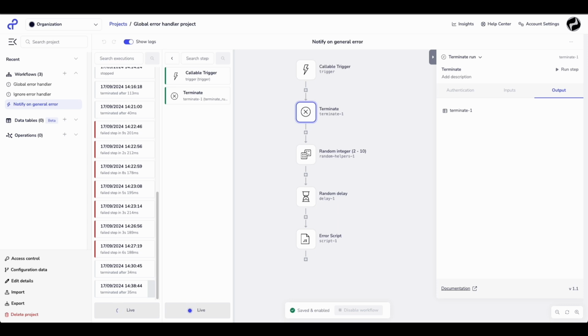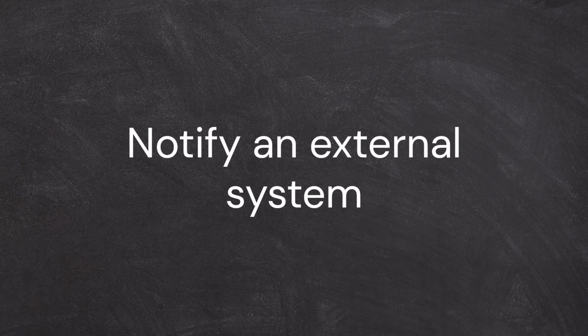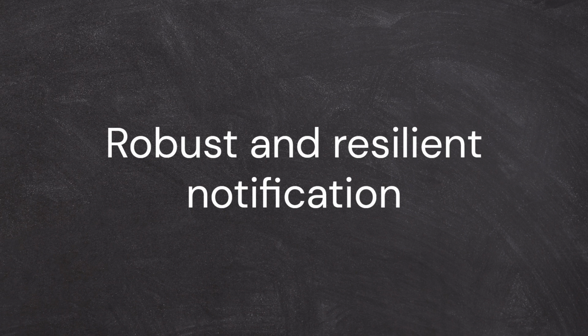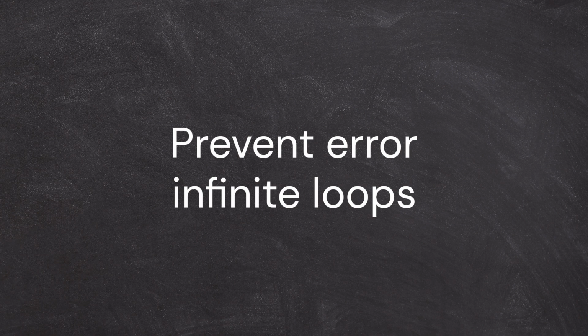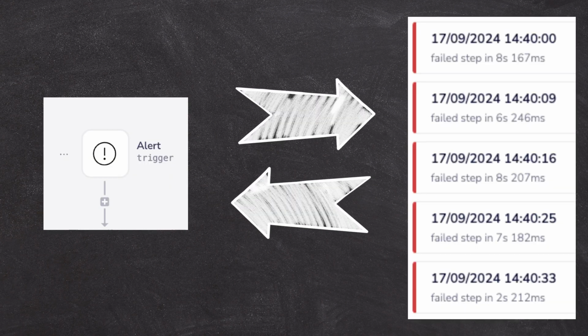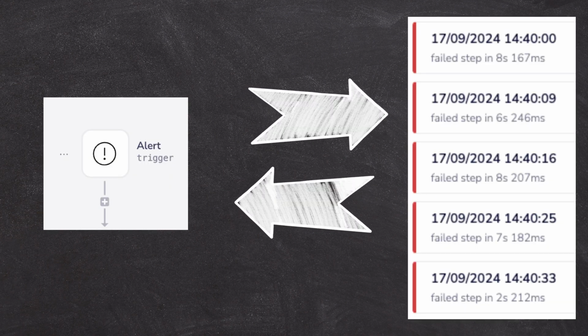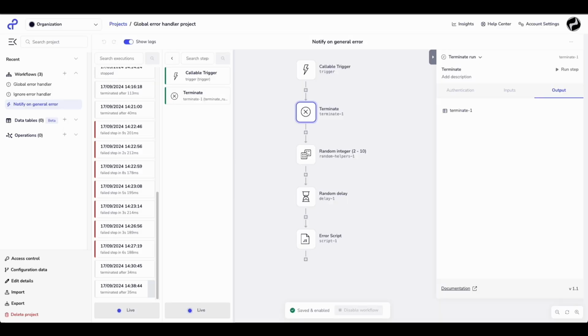Now let's look at a common mistake which can easily happen. Let's say that we notify an external system and we want this to be a robust notification. If it fails, we need to make sure that the error does not trigger another error and snowballs into a high usage bill. Let's see how we can burn through an unlimited amount of tasks. Basically, the error alerting calls the child, which fails, and the failure triggers another alert, which fails, and so on. Let's see that in practice.